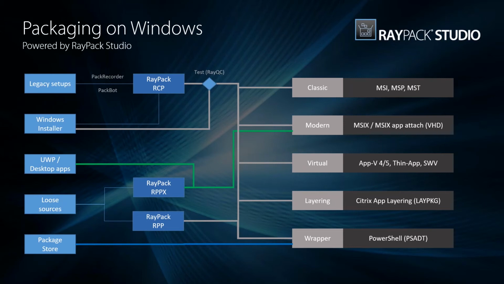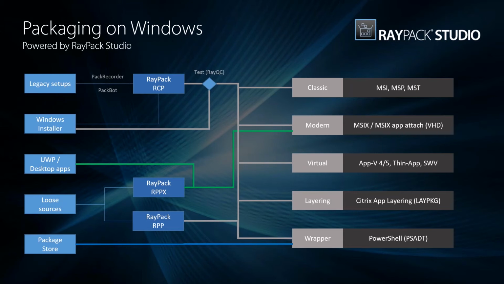Now, with this release, there are a couple of new things. We support MSIX app attach. That's certainly going to be one of the focuses for today. I will show you how to create a VHD disk that you can later use for the virtual desktop environment. We also added support for Citrix App Layering, so that's the PKG format. Also available natively, you can convert your existing projects to Citrix App Layering without any further tools required.